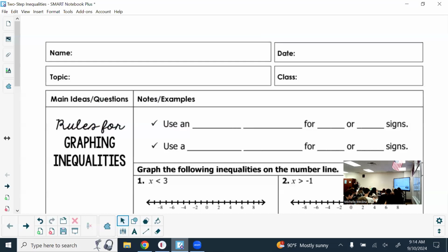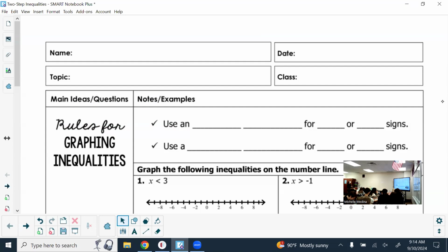Inequalities: words that begin with the prefix in, like inappropriate, usually mean the opposite. The opposite of inappropriate would be appropriate. The opposite of inequalities would be equations, basically. Equations have equal signs, inequalities don't.